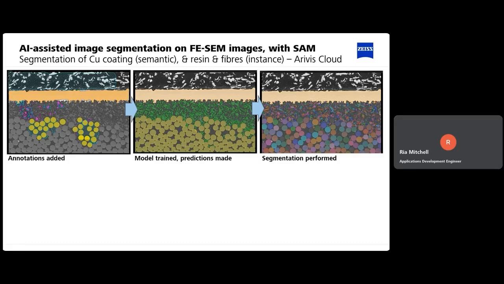So in this workflow, I've created a few very simple annotations in the top left-hand image. I've painted the copper layer. I've annotated in purple some of the particles in the resin, and then the yellow shows a few of the cross-sections of the fiberglass that I've labeled myself. This took about 4 or 5 minutes to do. We can then train a model based on those annotations, and then some segmentation predictions are made, as you see in the middle image. So even based off of those very few annotations, we're able to get some really good models and really good predictions of the segmentation.